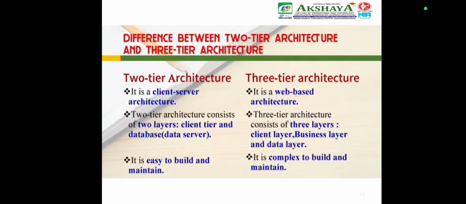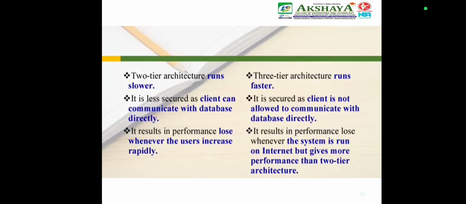Now I am going to tell about the difference between two-tier and three-tier architecture. Two-tier architecture is a client-server architecture. Three-tier architecture is a web-based architecture. Two-tier architecture consists of two layers: client tier and database server. Three-tier architecture consists of three layers: client layer, business layer, and data layer. Two-tier is easy to build and maintain, but three-tier architecture is complex to build and maintain. Two-tier architecture runs slower. Three-tier architecture runs faster.